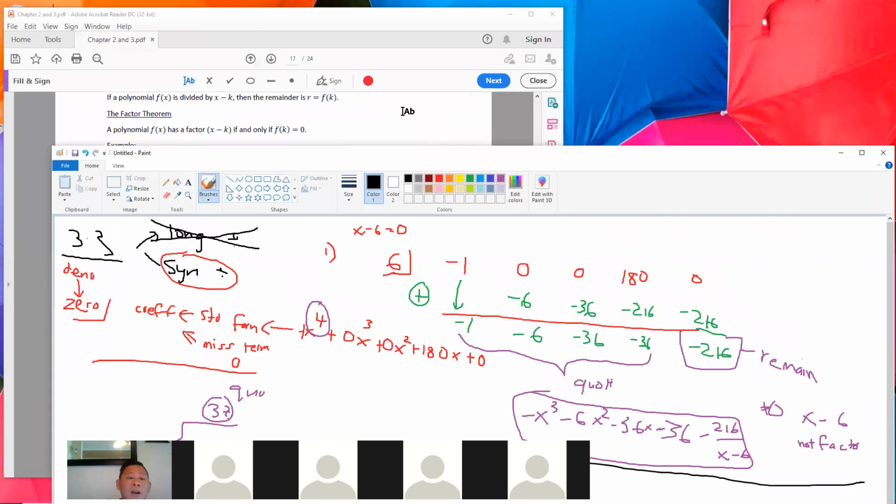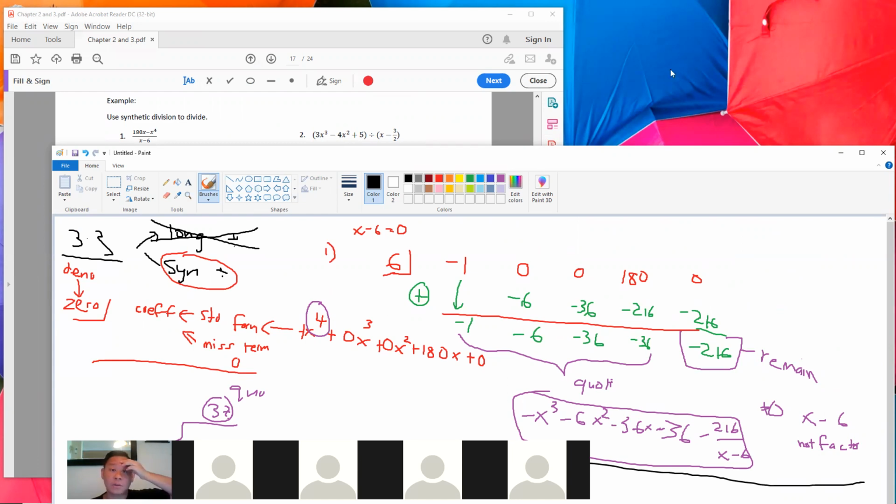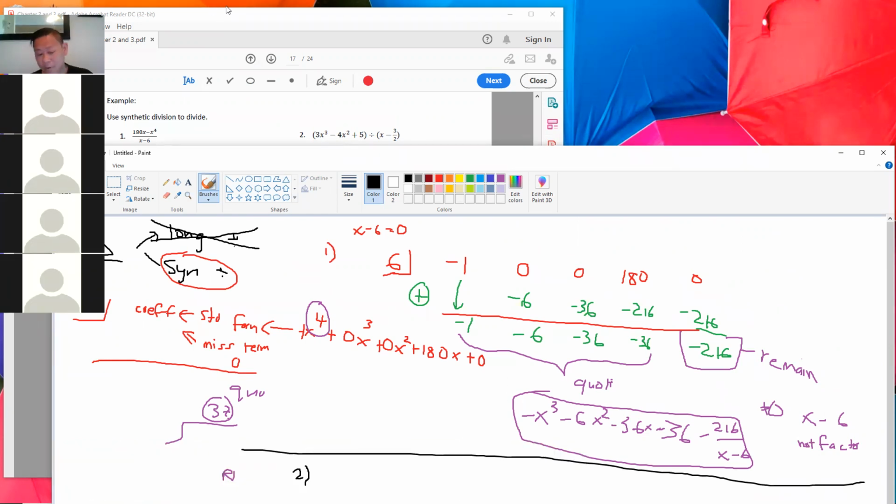Okay. So I want you to try to do this one now. It's going to be 3x cubed minus 4x squared plus 5 divided by x minus 3/2. So I want you to do question 2 using synthetic division. This is, again, very important. Go ahead and try to do question 2.